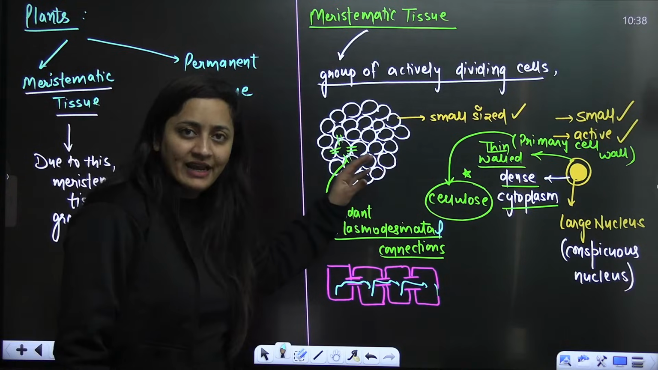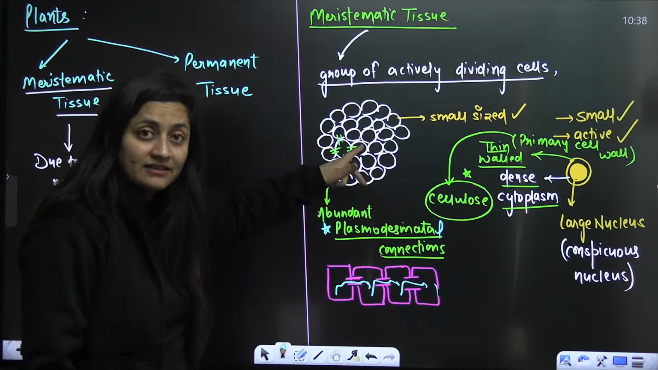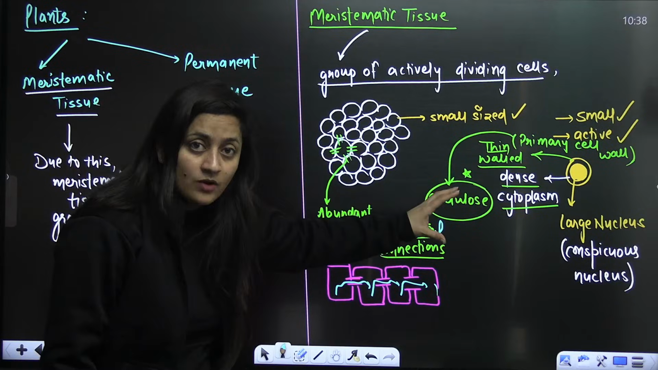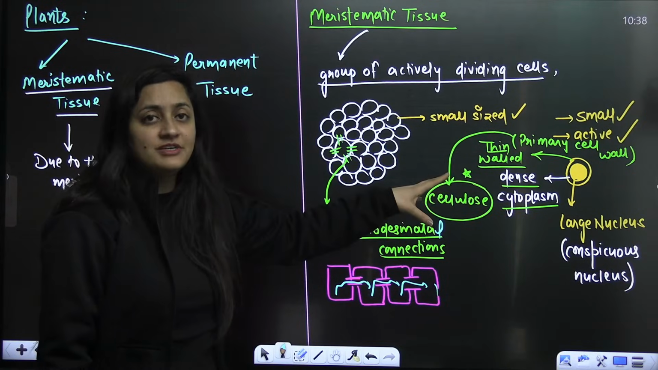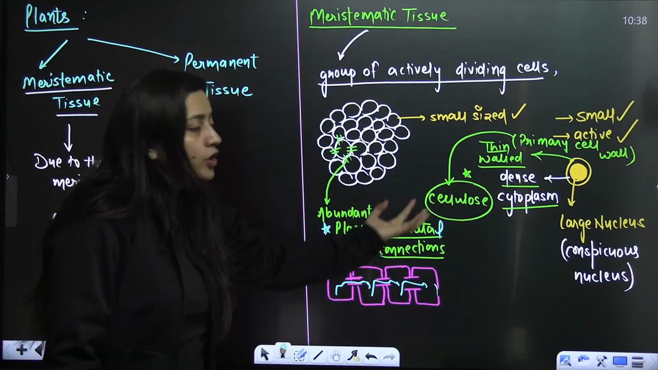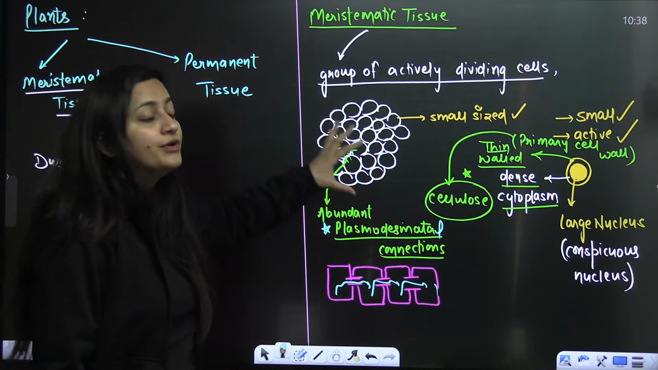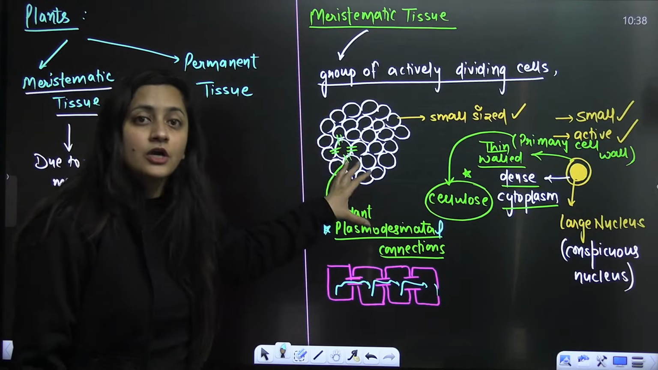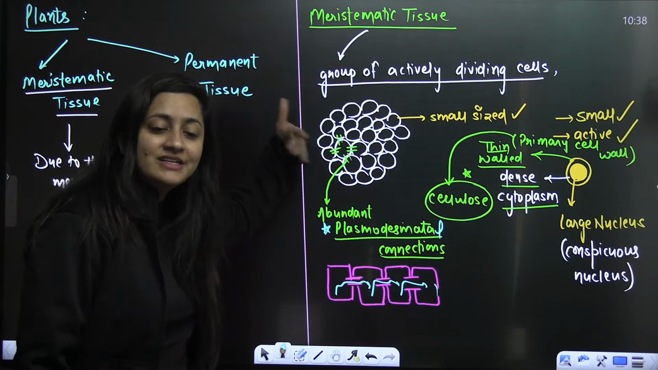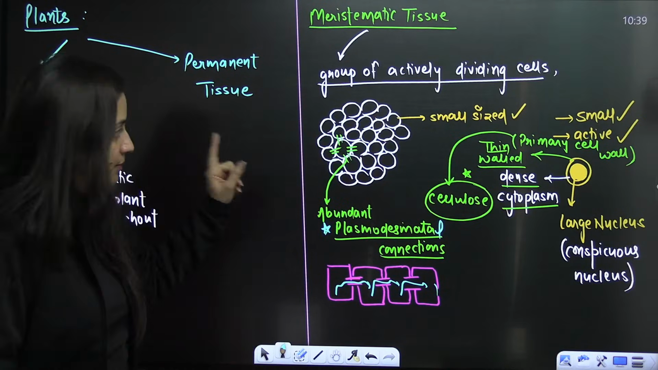So a group of cells, small size cells, they are active cells, actively dividing, they have a primary cell wall, they are thin walled. Their cell wall has cellulose, the cytoplasm is going to be dense here, and the nucleus is going to be large. This is what you see. And in this meristematic tissue, you are not going to find the reserve food. Why is it so? Because they are continuously dividing. That is why the reserve food material will not be stored here, number one.